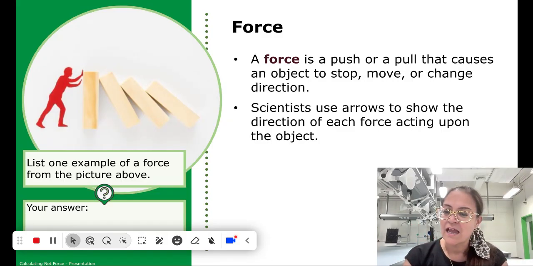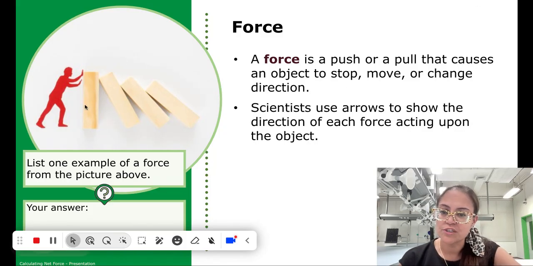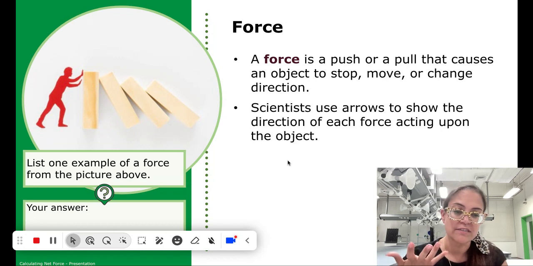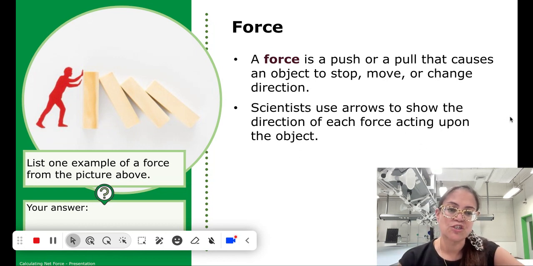I apologize. So here on the side, it says list one example of a force from the picture above. So there's this guy who is pushing on these blocks of wood, I guess. So what is one force that is happening in this picture? There are several different examples. Just make sure you think of at least one.